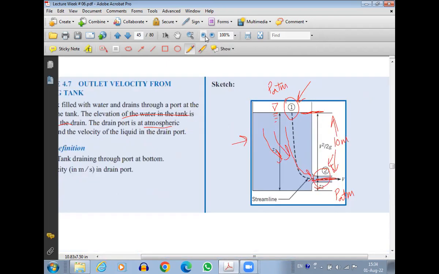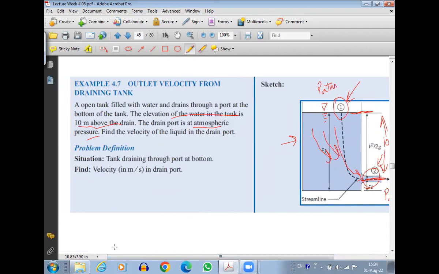So what do I need to find out? I need to find out what the velocity at 2 will be. What is required is to find the velocity of the liquid in the drain port. So at the drain, what is the velocity? If my drain is 0.2, I need to find V2. Before moving towards the solution, do you understand the problem statement and the figure? Is there anything within the figure or the problem statement which is not clear?